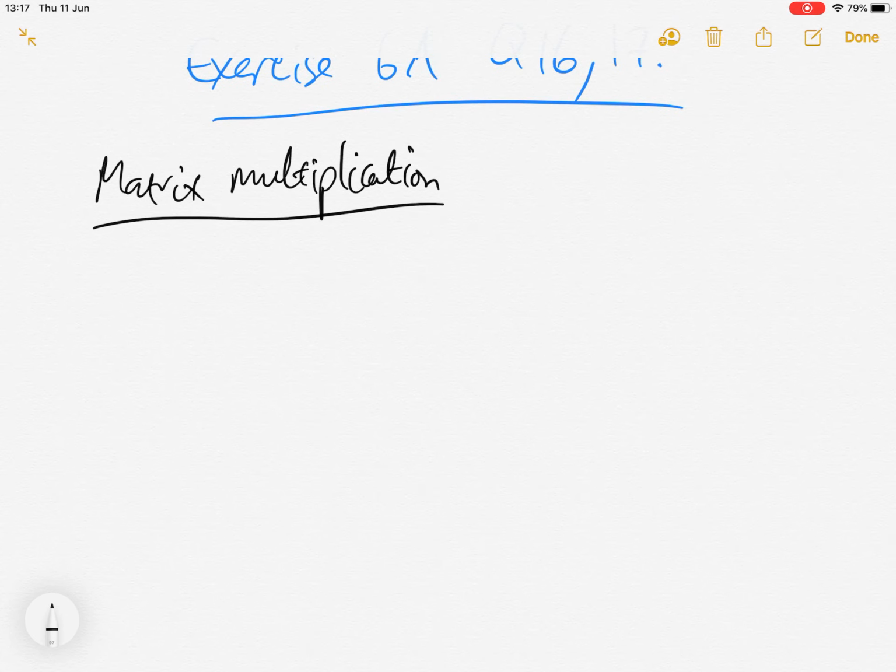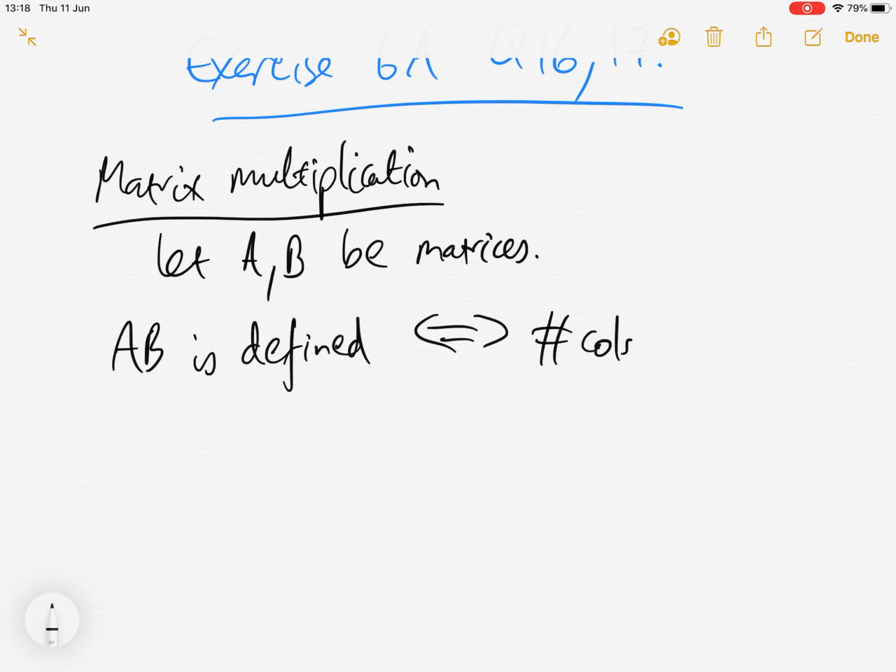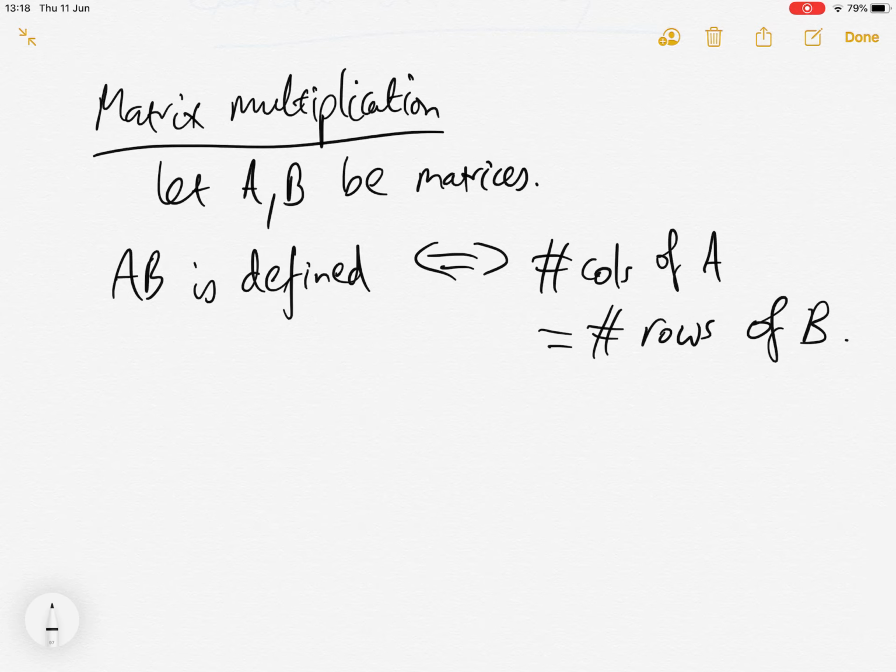So first of all, let A and B be matrices. And we can only multiply if AB is defined. AB exists if and only if the number of columns in the matrix A is the same as the number of rows in the matrix B. So let's just think about some examples.